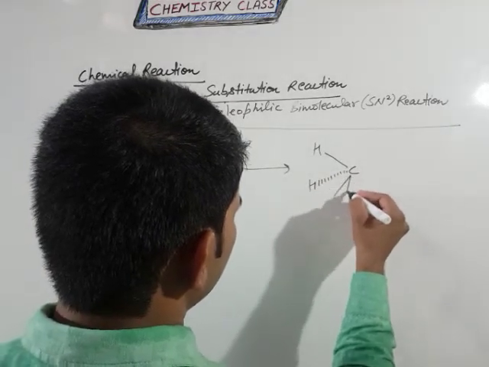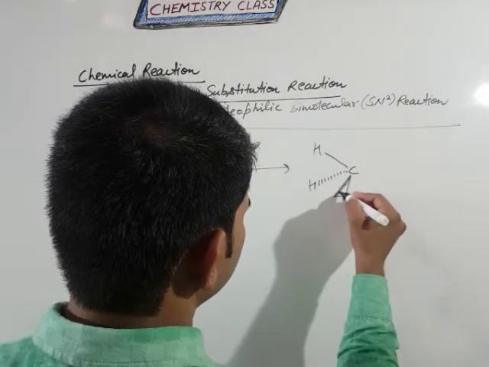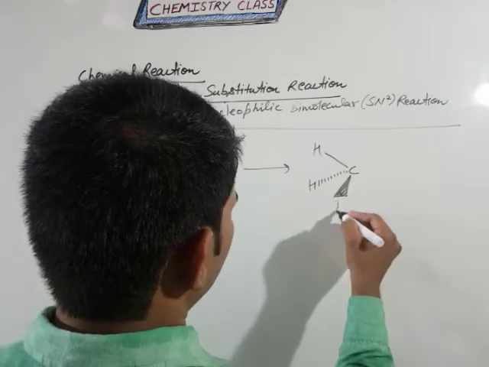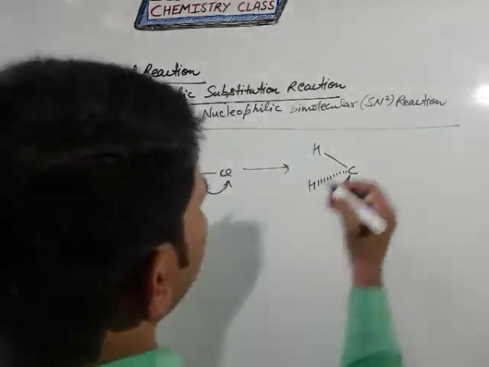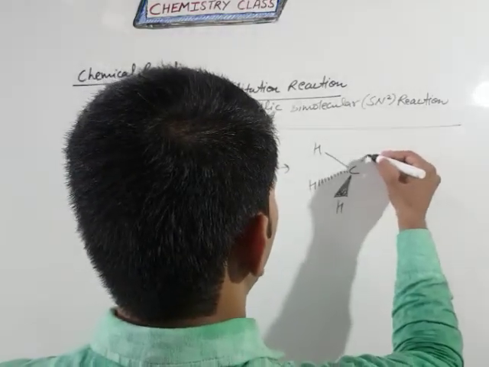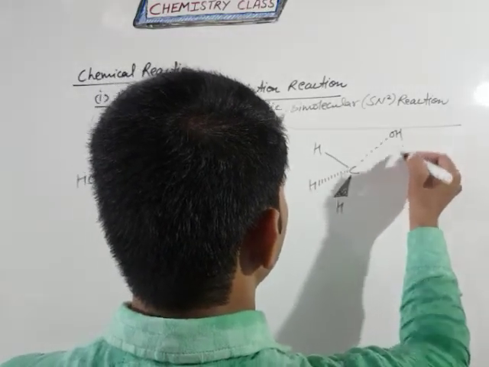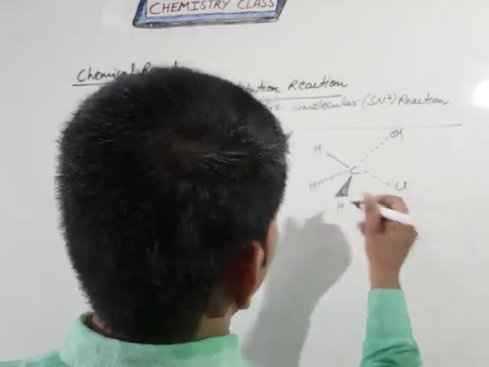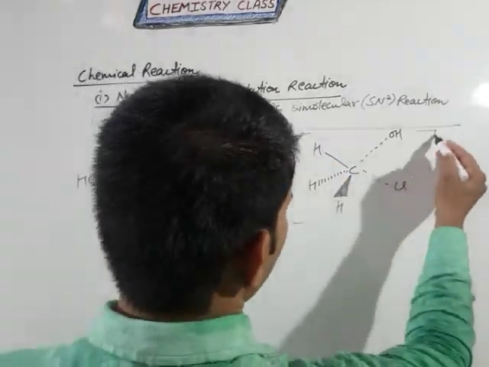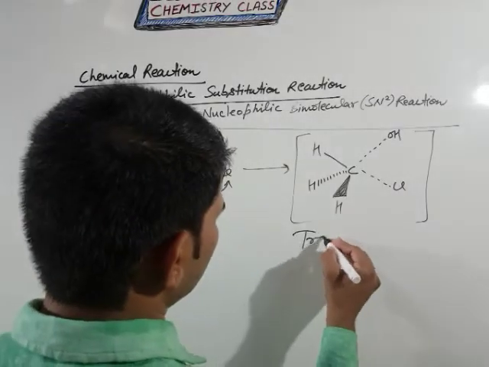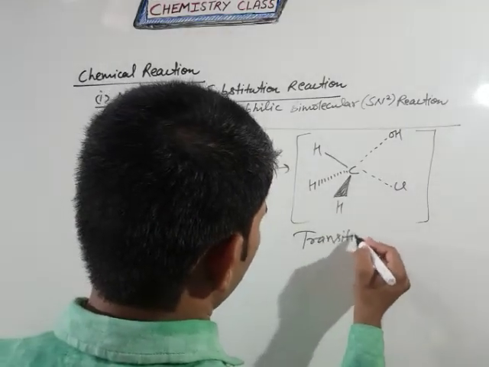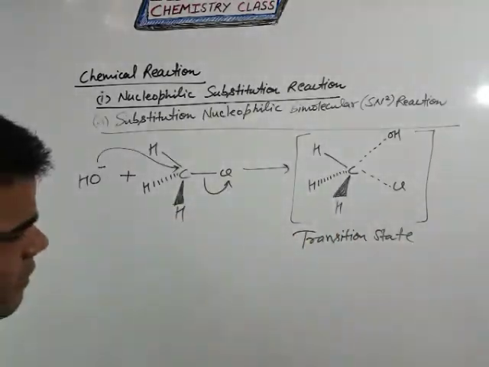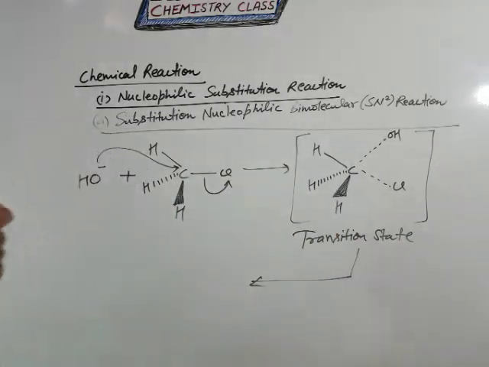So in this case you can see here this OH minus attacks, making this bond, and Cl also leaves from this system. So this is our transition state of the reaction. Then what is the final product of this reaction?